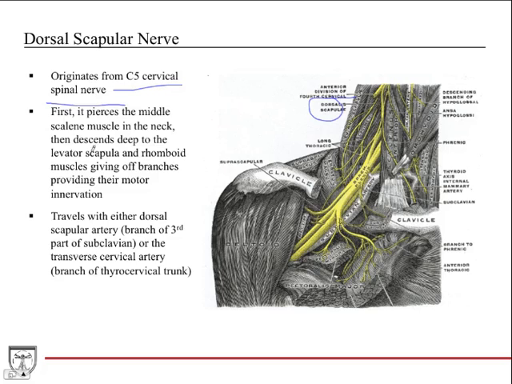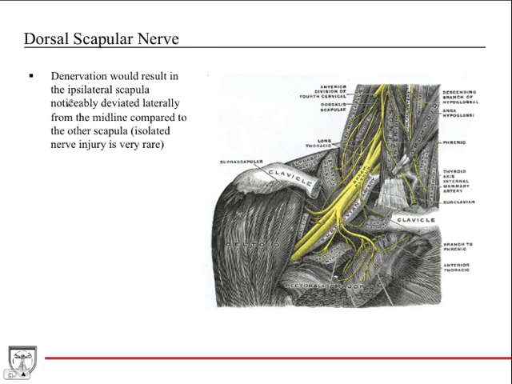Then it descends deep to the levator scapula muscle and the rhomboid muscles, and it gives off branches innervating all three of these muscles. So rhomboid major, minor, and then the levator scapulae. It travels with either the dorsal scapular artery, which is a branch off the third part of the subclavian, or the transverse cervical artery, which comes off that thyrocervical trunk. One thing to note is if the dorsal scapular nerve was to become compromised, you have denervation, that would result in the ipsilateral scapula being noticeably deviated laterally from the midline compared to the other scapula.